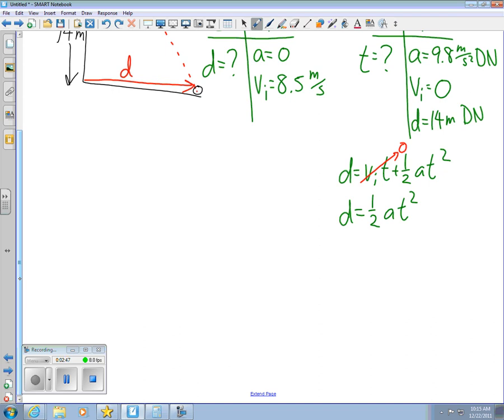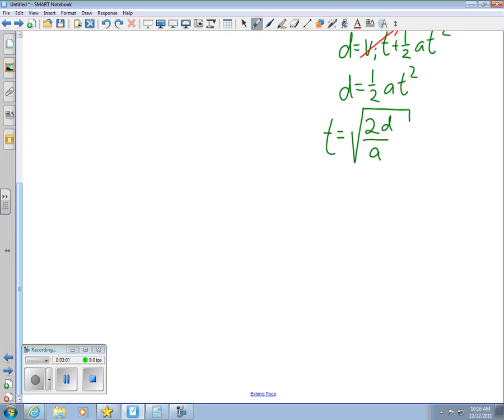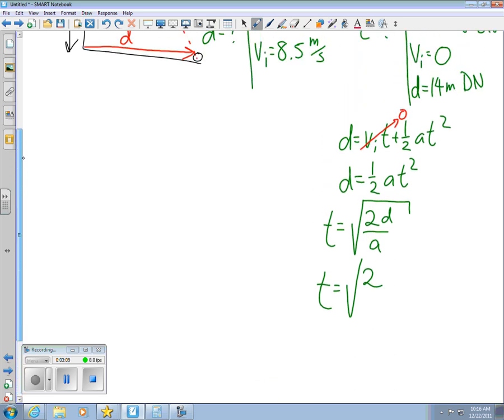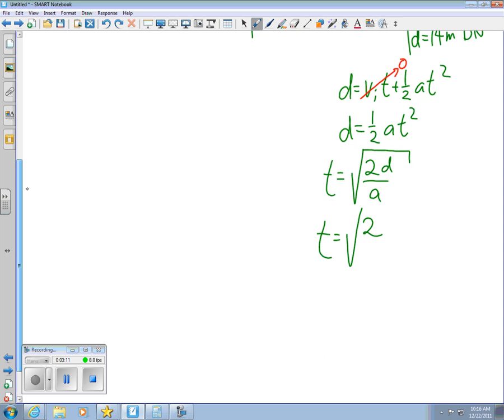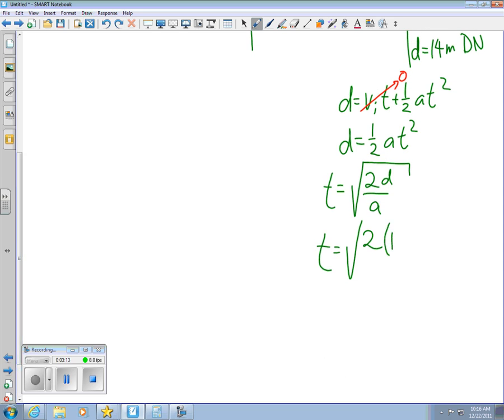All right, I can solve that for t because I want to calculate the time. So I'm going to do that. t is equal to the square root of 2 times d over a. I do that by multiplying both sides by 2 and then dividing by a and then taking the square root of both sides. Okay, we're ready to put in values. t equals 2 times, I can remind myself what that displacement was. It went 14 meters down. And so I have 14 meters. And I have an acceleration of 9.8 meters per second squared.